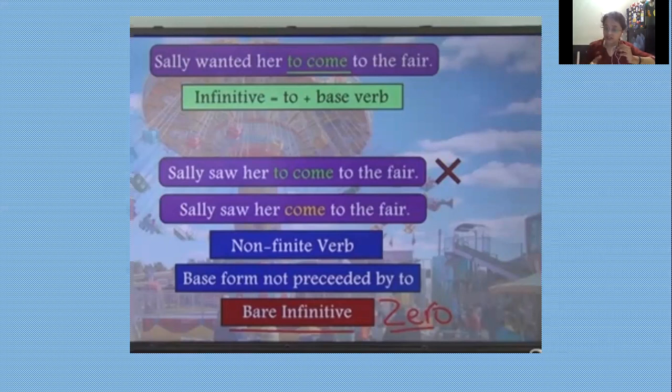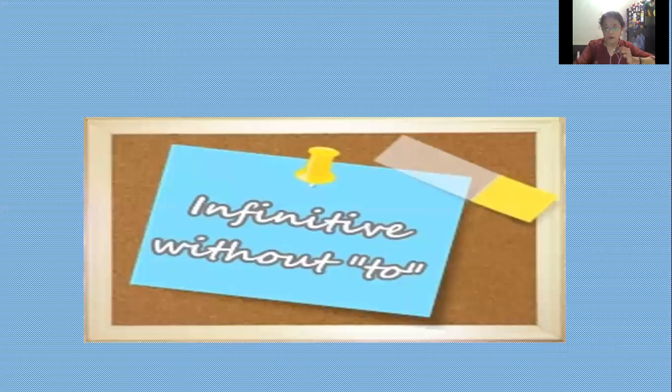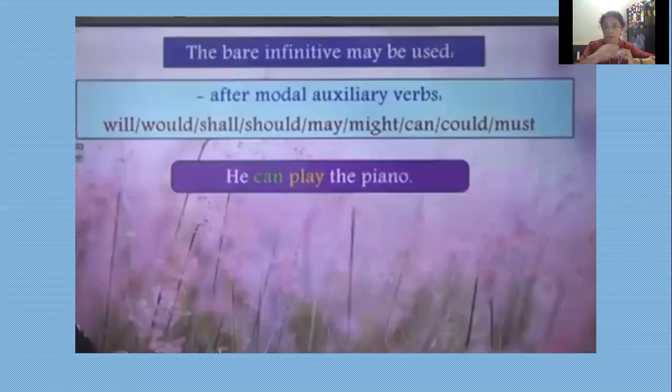So what are the situations where we use the bare infinitive? Zero, we do not use "to." See, the infinitive is there, but without "to," that is the bare infinitive. The bare infinitive may be used after modal auxiliary verbs: will, would, shall, should, may, might, and all modals.